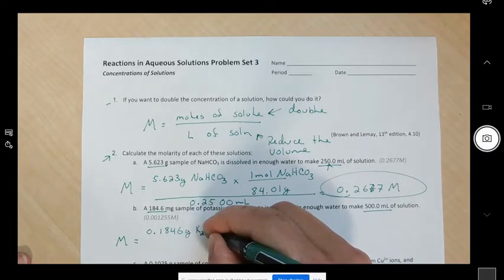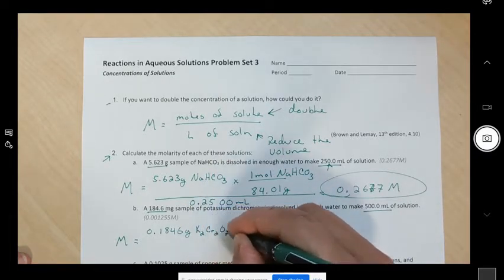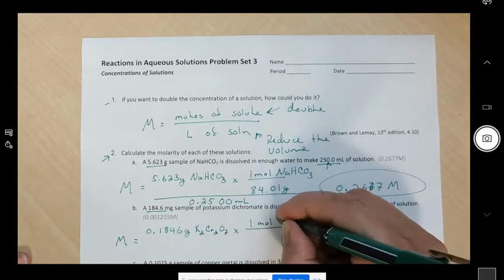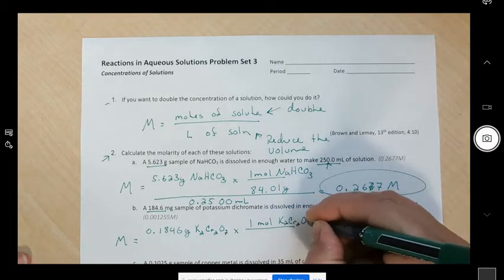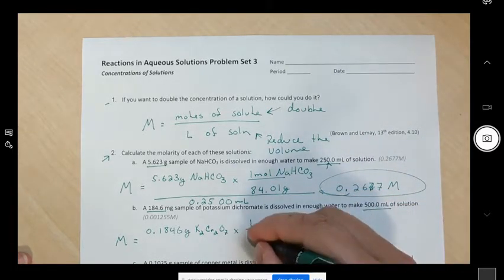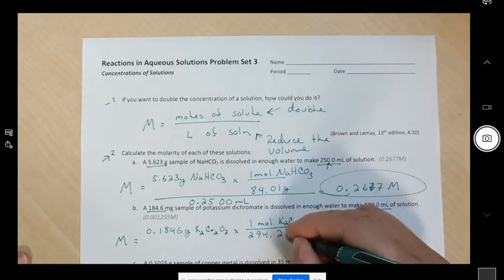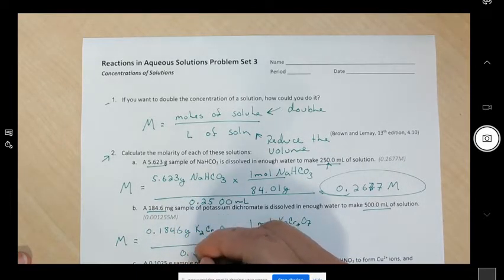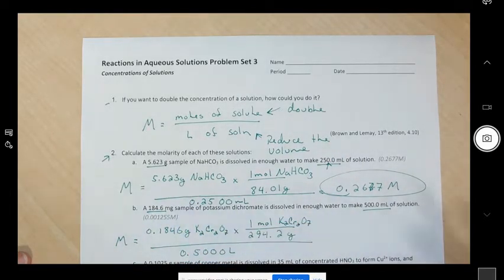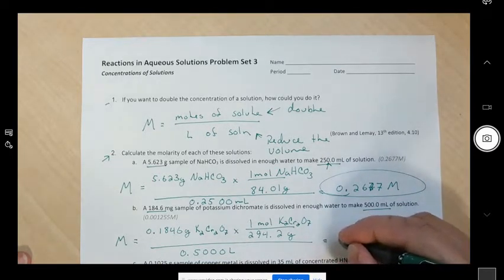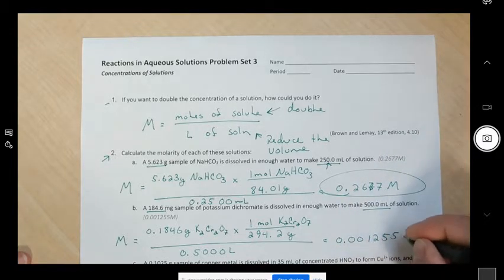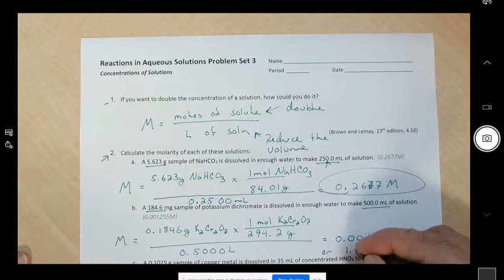So it's K2Cr2O7. And we're going to change that to moles. So 1 mole of potassium dichromate has a mass of about 294.2 grams. And again, I'm going to put that over the volume in liters, so 0.5000 liters. And again, both of my measurements have 4 significant digits. So we're going to get 0.001255 molar, or 1.255 times 10 to the negative third molar.